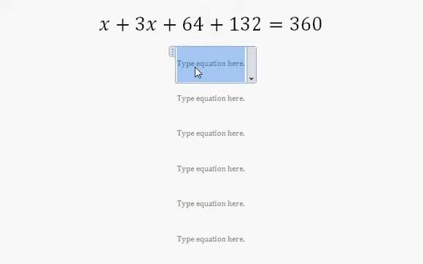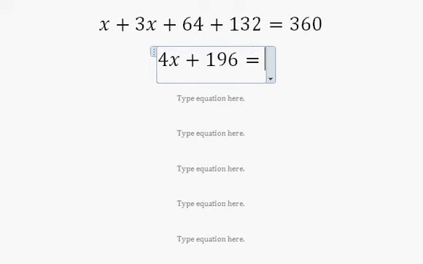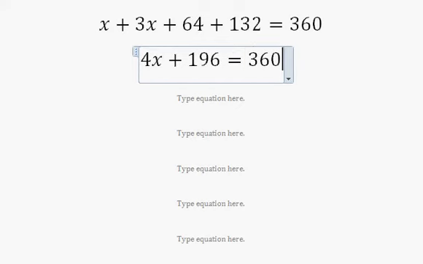The first thing to do is simplify what we have. So x plus 3x is an unknown number plus 3 times that same number. So that is equal to 4 times that same number. In other words, x plus 3x is equal to 4x. 64 plus 132 is equal to 196, and this is all equal to 360. So now we've simplified our first equation down to 4x plus 196 is equal to 360.